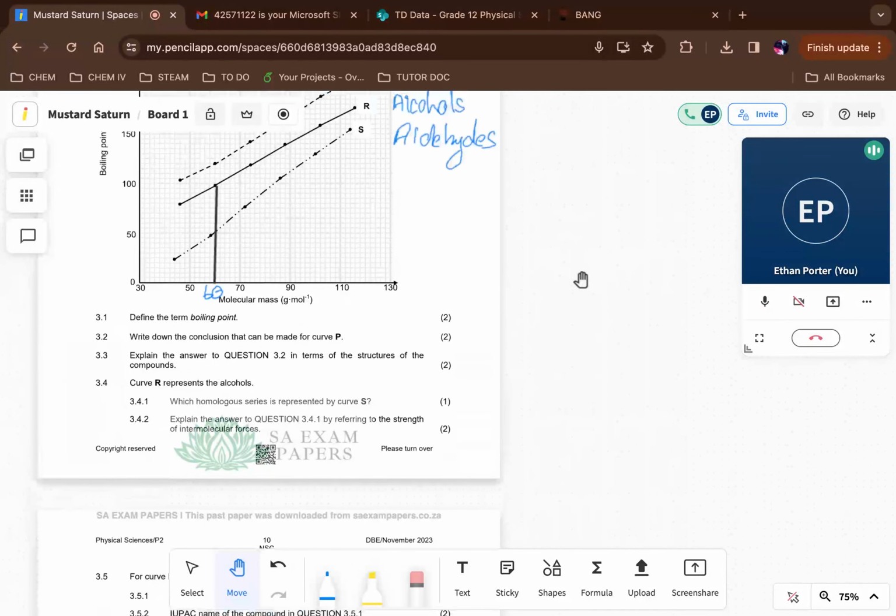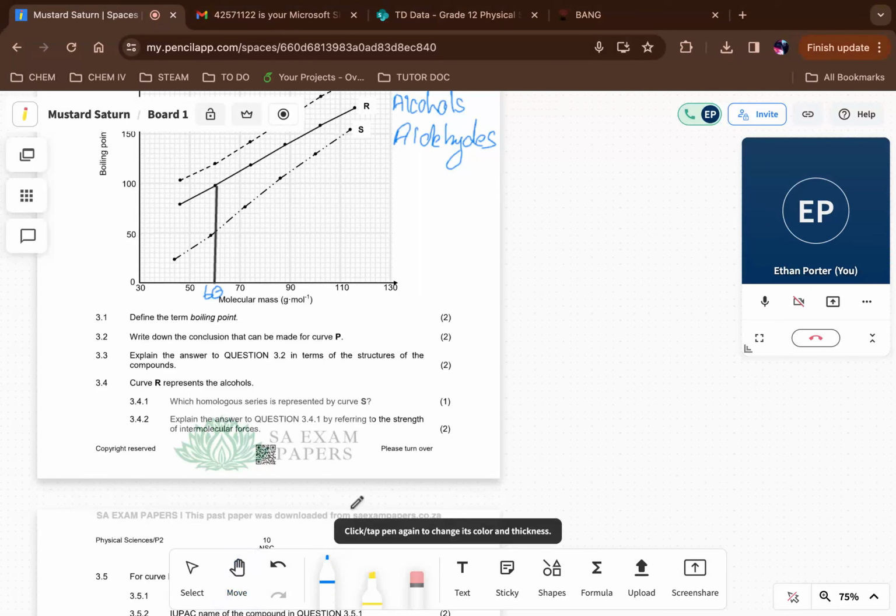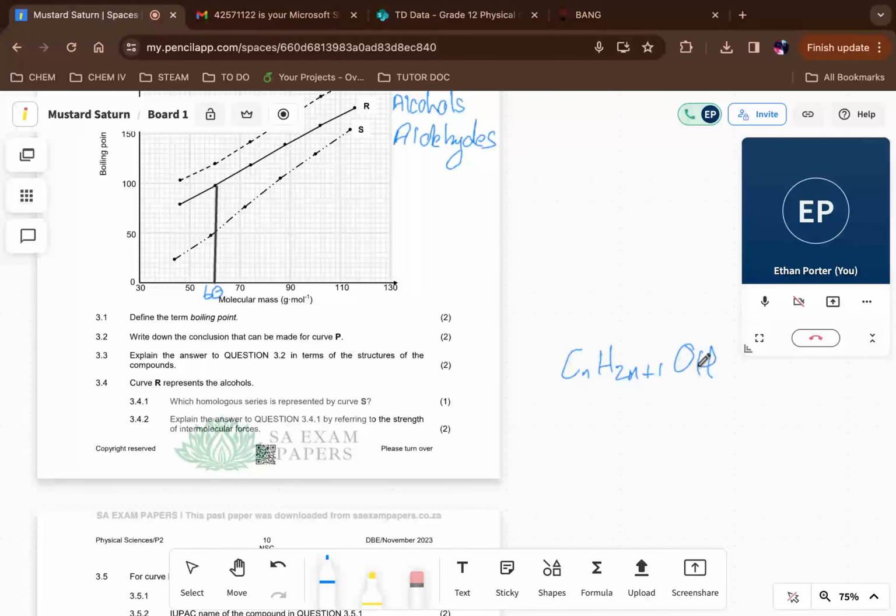All right. So here we gotta kind of break it down a bit. We know it's an alcohol. So our alcohol is gonna have some carbons. It's gonna have 2n plus 1 and then OH at the end. So this is basically the equation that we're going to use.